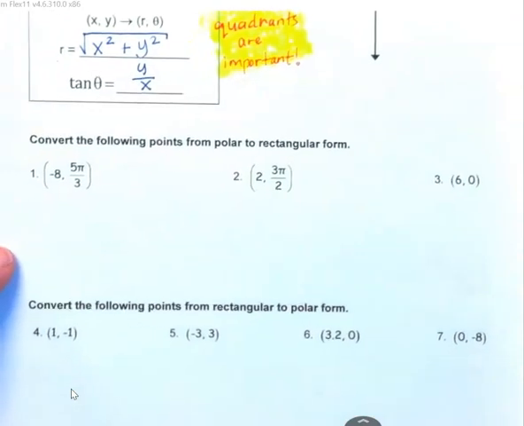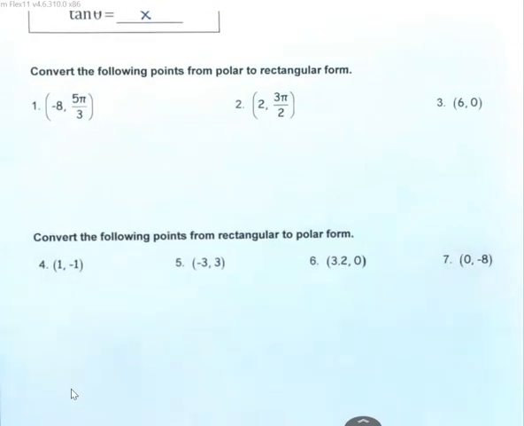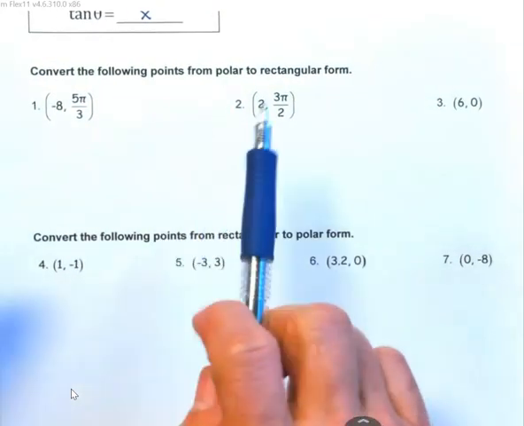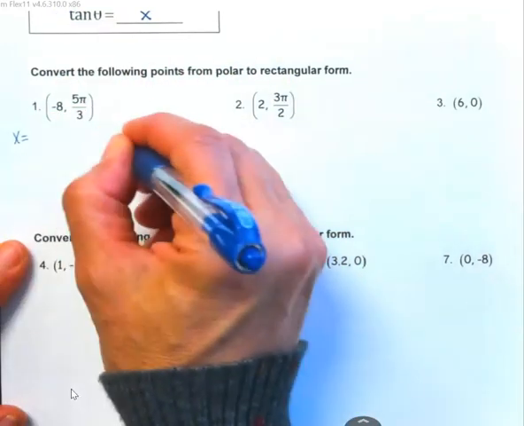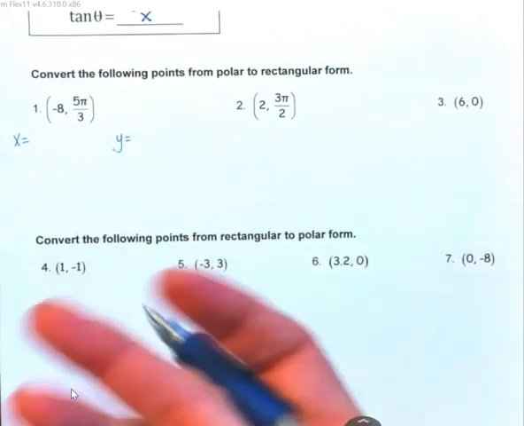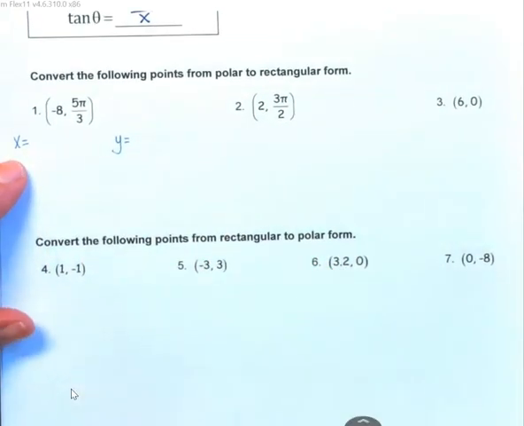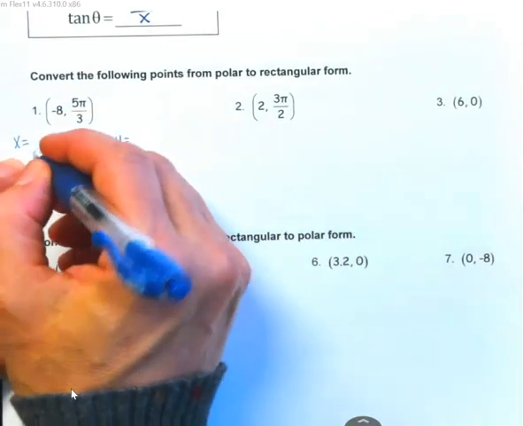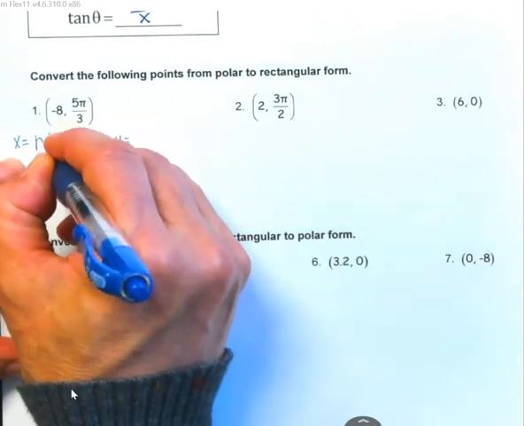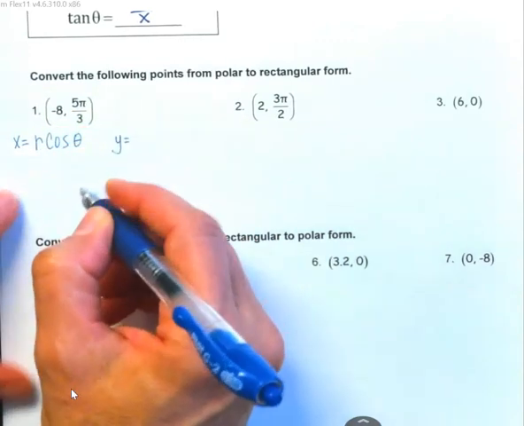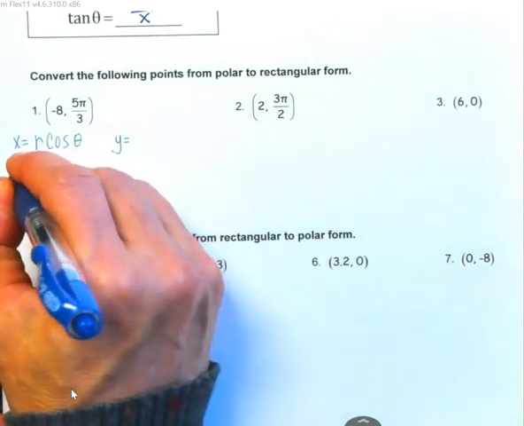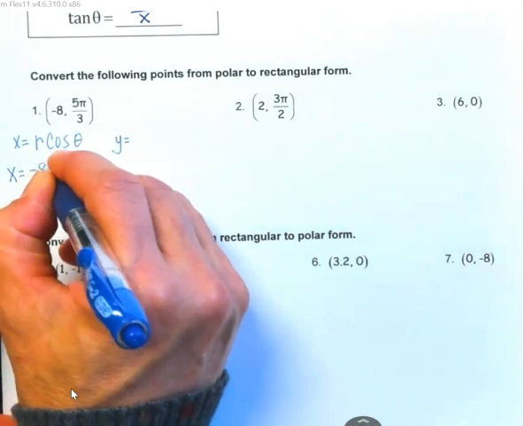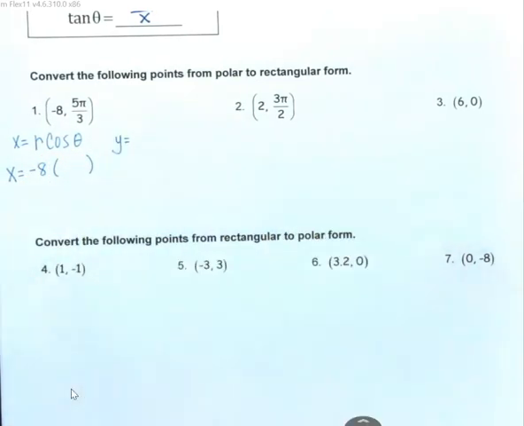So let's go ahead and focus on the first part. To convert from polar to rectangular, remember you need an x coordinate and you need a y coordinate because that's a coordinate grid. Remember your x, at the top of your paper, is r cosine theta. The r value in problem 1 is -8. So x is going to equal -8 times the cosine value for 5 pi over 3.